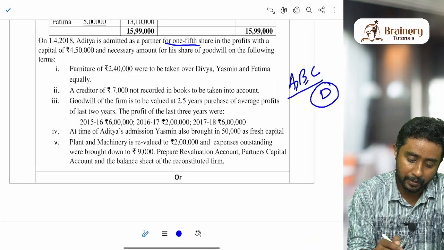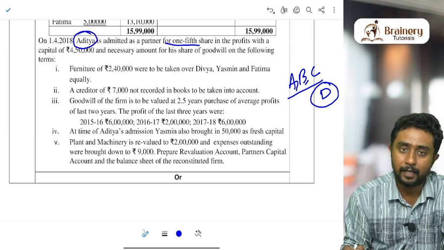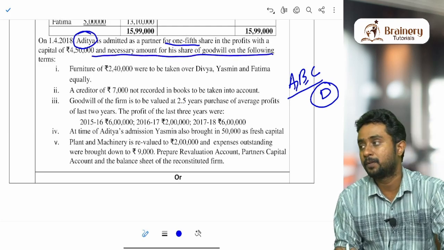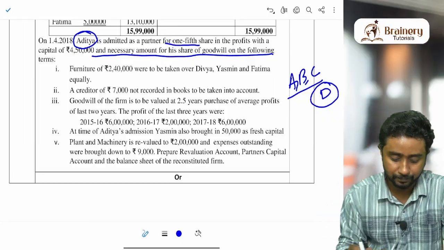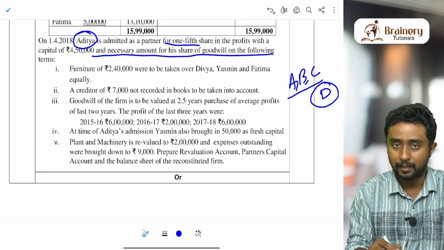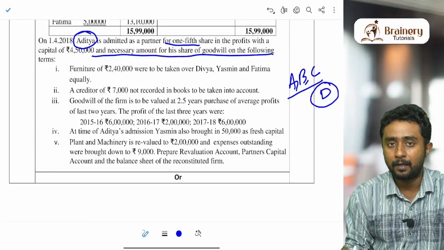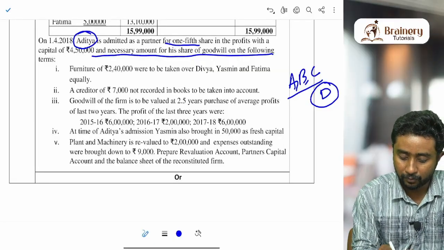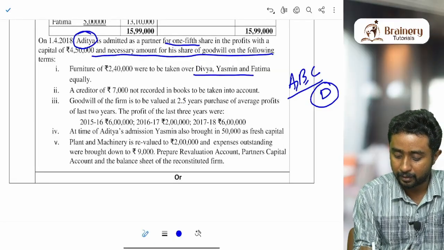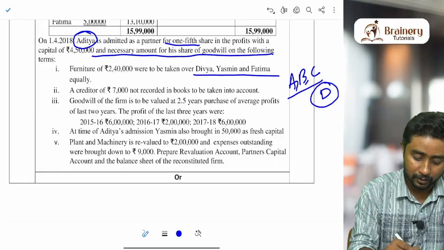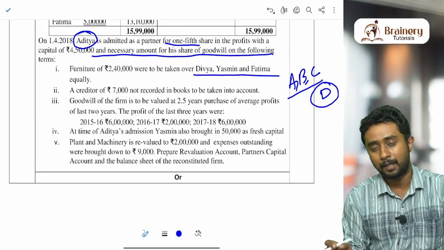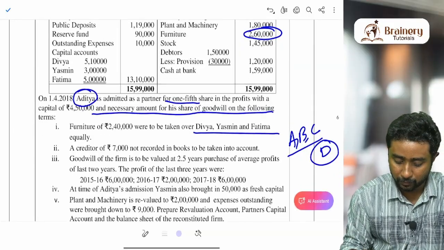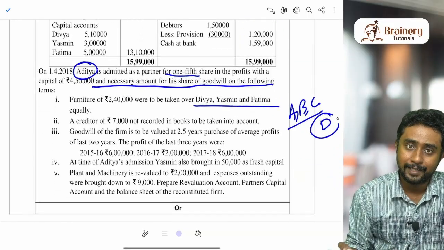So here basically who has to bring premium? Aditya has to bring premium. That is why it is mentioned as necessary amount for his share of goodwill. Then you can see certain terms and conditions that should be followed at the time of Aditya's admission. Furniture of 2,40,000 was to be taken over by Divya, Yasmin and Fatima equally. So the first adjustment is about the partners who were there before the admission, Divya, Yasmin and Fatima. They are taking some furniture equally.